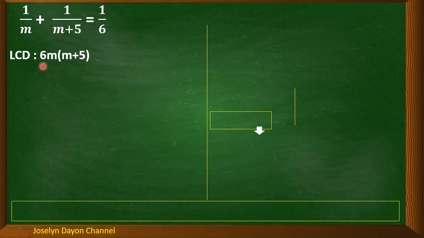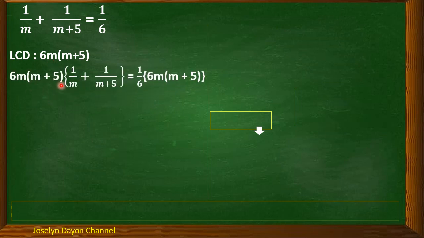Next, we have to multiply both sides of the equation by the least common denominator. The resulting equation is 6m times quantity of m plus 5 times 1 over m plus 1 over m plus 5 is equal to 1 over 6 times 6m times quantity of m plus 5. Now we have to multiply.